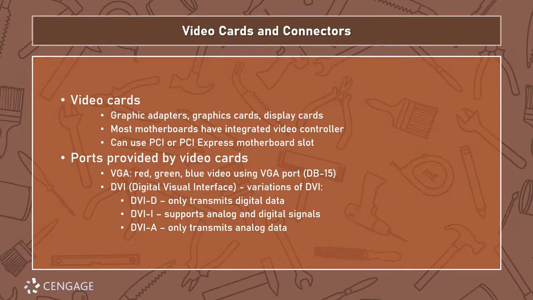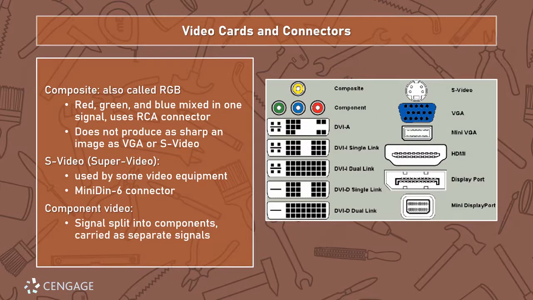The different ports provided by video cards, of course, will change based on what your needs are. VGA is pretty much considered to be a legacy support standard. DVI is fairly common. HDMI is more so for TVs. And then DisplayPort is on a lot of portable devices. And then we also have some of the older ones for televisions called component and composite.